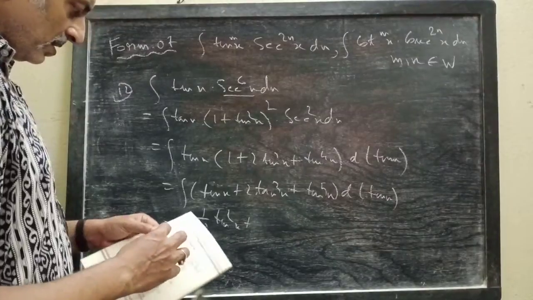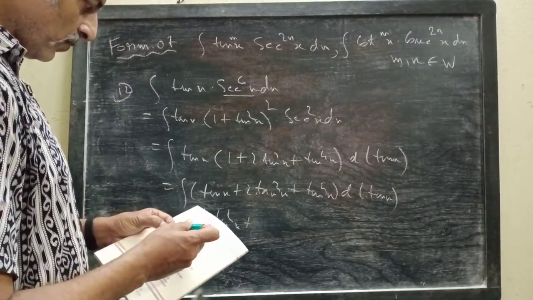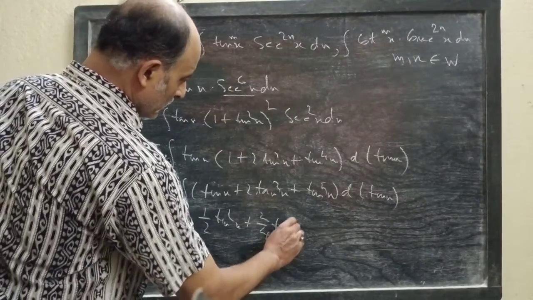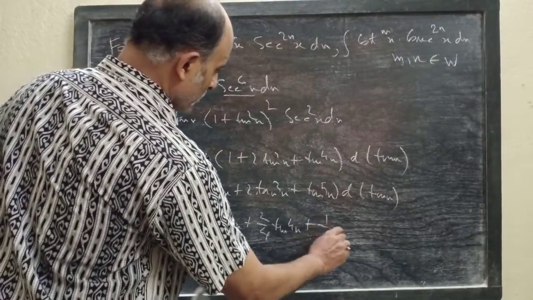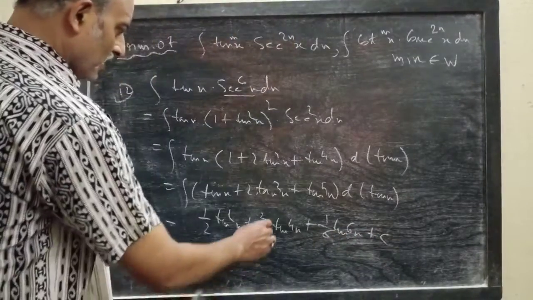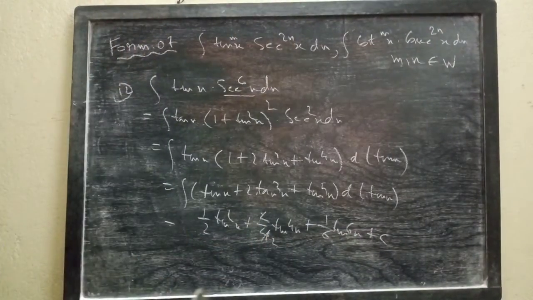Plus 2 by 4, this will become 2 by 4 tan to the power 4x. This is 1 by 6 tan to the power 6x plus c. Just cancel this, you will get your answer.